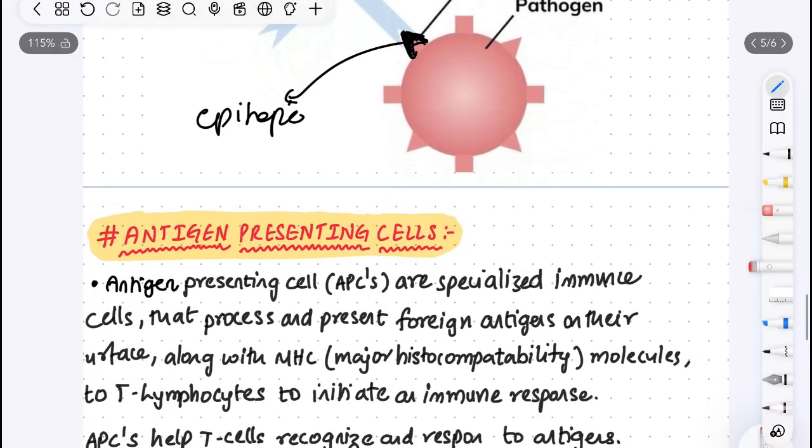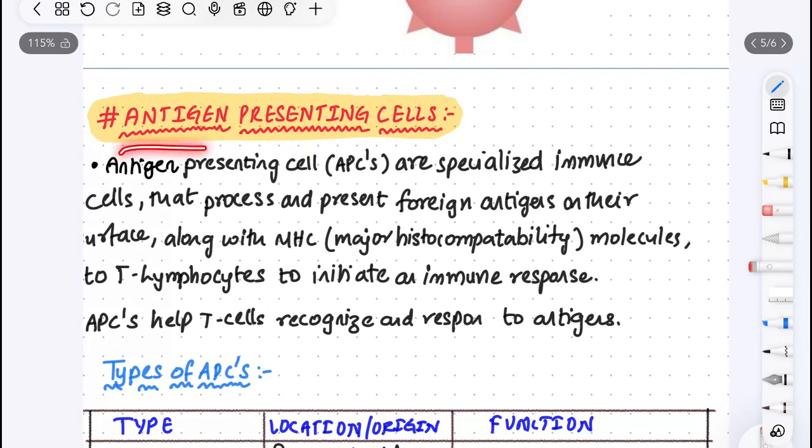Okay, now we'll be talking about antigen presenting cells. This is very important. Okay, now what are these APCs, the antigen presenting cells? Antigen presenting cells are specialized immune cells that process and present foreign antigens on their surface along with MHC, the major histocompatibility molecules, to T lymphocytes to initiate an immune response. I know you have not understood anything with this.